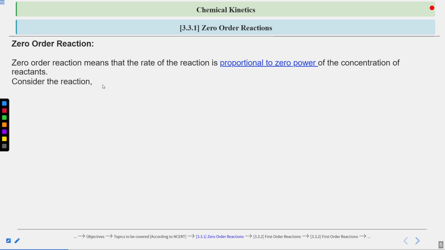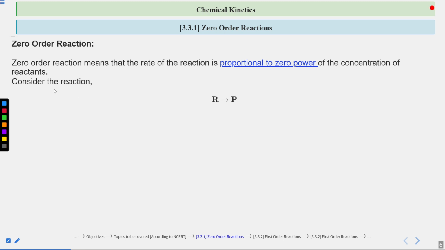Now let's consider the reaction R converting to P, where R represents the reactants and P represents the product. One thing I want to mention: if you have any doubt in between the lecture regarding any topic which we are covering today, kindly ask that in the chat box, and we will try to clarify it.